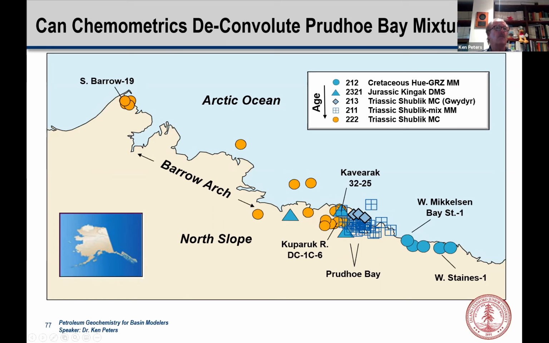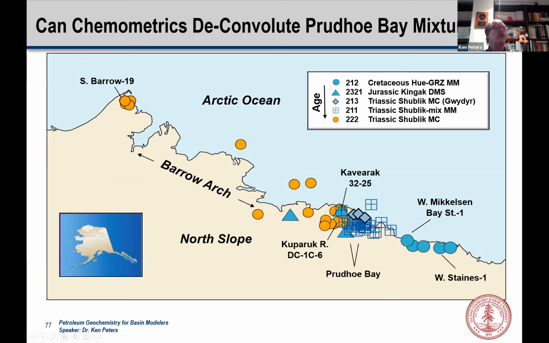We've got some others in here. These are unusual Shublik oils. And then all of these oils right here, the box, are from Prudhoe Bay, which is the biggest field on the North Slope of Alaska, probably 19 or 20 billion barrels of reserves.